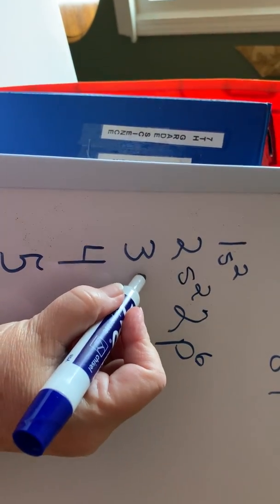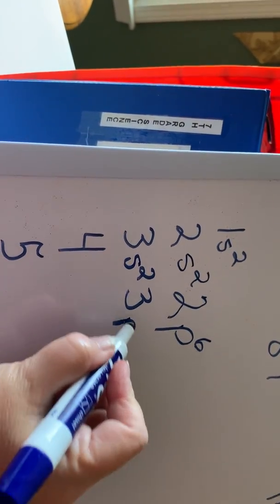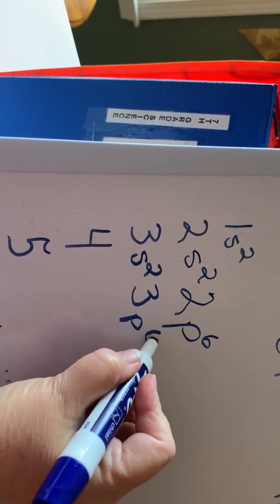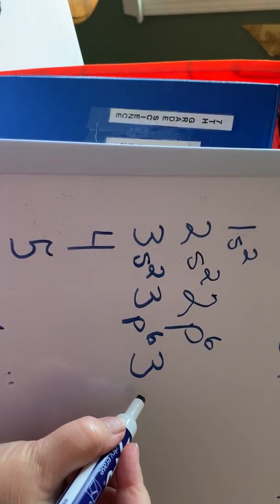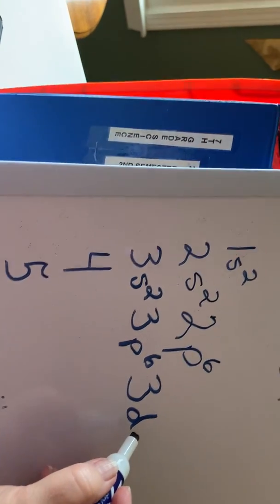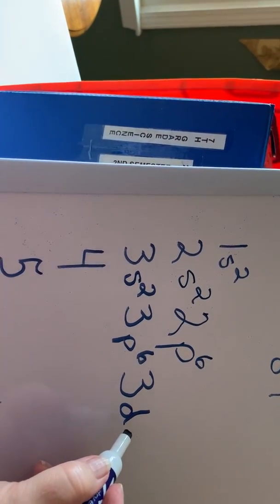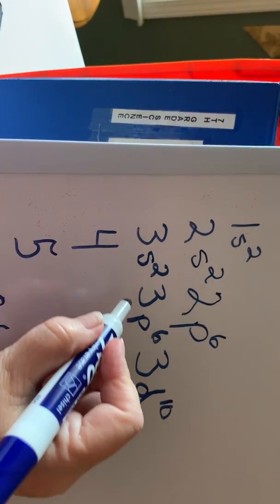Level 3, 3s2, 3p6. Here's the first time we've done this one. What comes after P? D, good. And how many can D hold? 2, 6, 10, yes. Let's add these up.